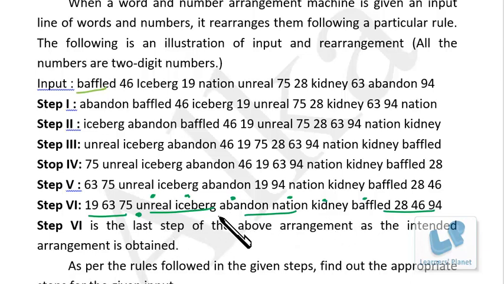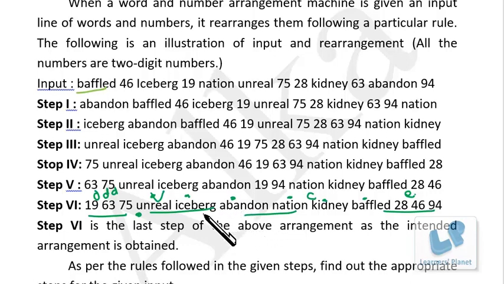Now vowels are arranged in reverse order, right? U, I and A. And consonants are also arranged in reverse order, N, K and B. So B, K and N, that is a proper order, A, I and U, that is a proper order, right? So numbers are arranged in ascending order, that is increasing order or proper order. These are odd numbers, then vowels, then consonants, and then even numbers, right?